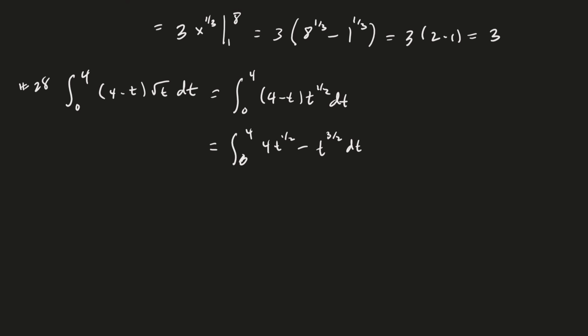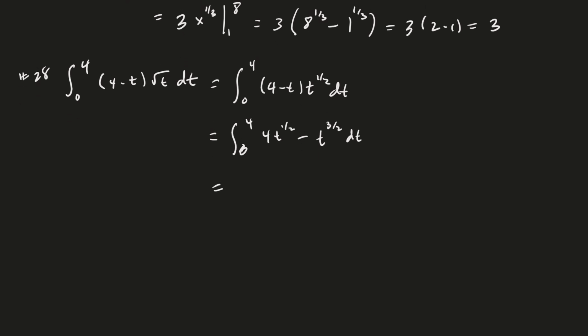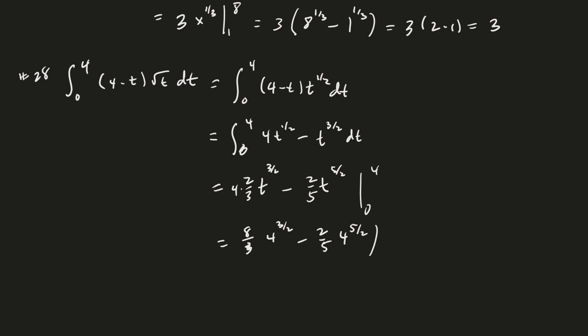Good, and now we want to take the antiderivative of the integrand. So that would be, let's see, t to the 3/2 times 2/3 times 4, right? Minus t to the 5/2 times 2/5, from 0 to 4. It's probably good to go ahead and simplify that a little bit. Well, I guess that's not that much. 8/3. Let's go ahead and pull in the 4 then. That's 4 to the 3/2 minus 2/5 times 4 to the 5/2. And then minus, when you plug in 0, everything is going to be 0.